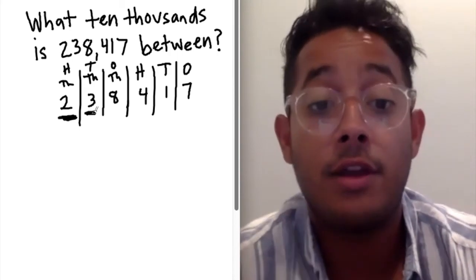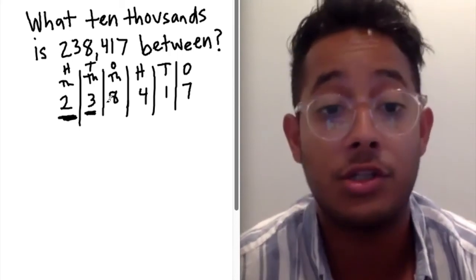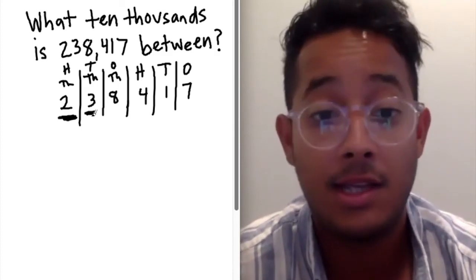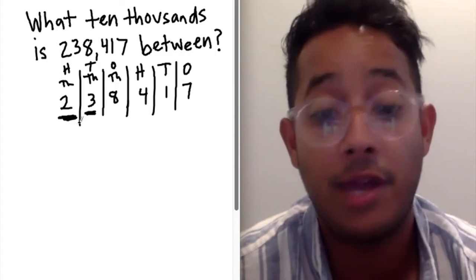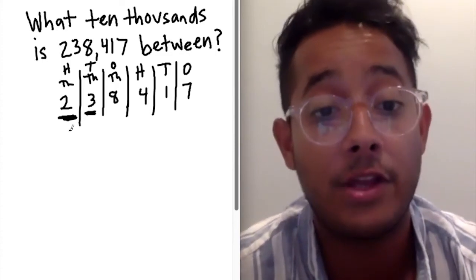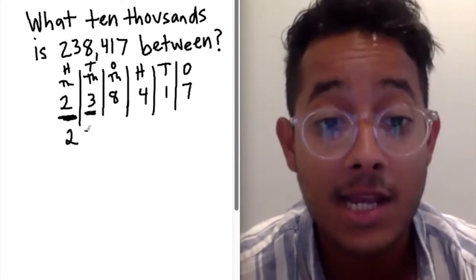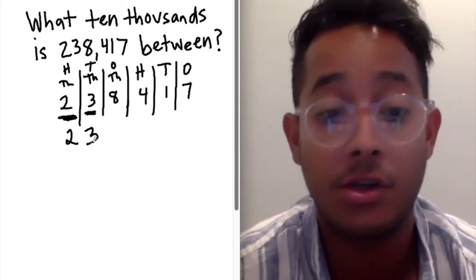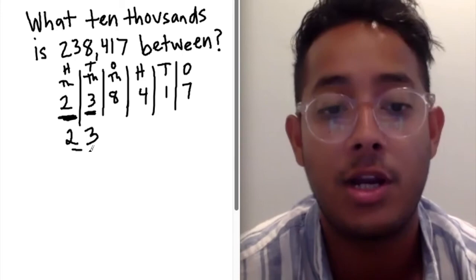We see our 2 in the 100,000s place, and we know that we can't just leave it there. We have to ask ourselves, how many 10,000s are in that 200,000? We know that if we bring that place value over, there are actually going to be 20 10,000s in 200,000. So our 20 10,000s plus our 3 10,000s is going to give us 23 10,000s.